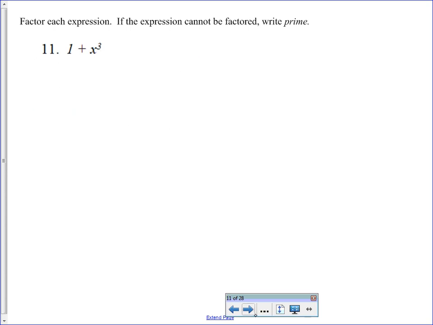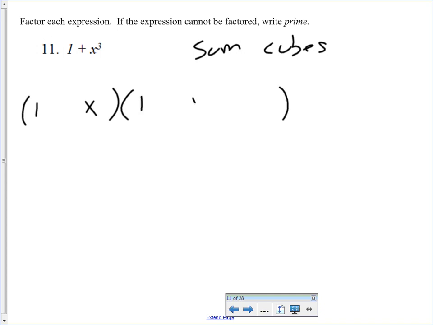And the last one, this is a sum of cubes. And a lot of times we forget that because we forget that 1 is a perfect cube. But it's going to be 1 and x. And then 1 times 1 is 1, 1 times x is x, and x times x is x squared. And then we use SOAP to get the signs. Same, opposite, always positive.